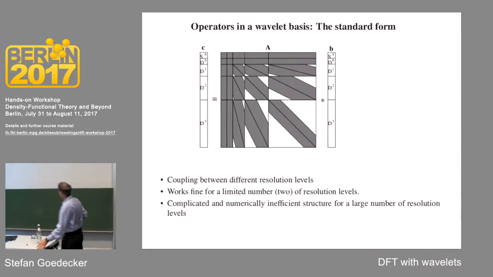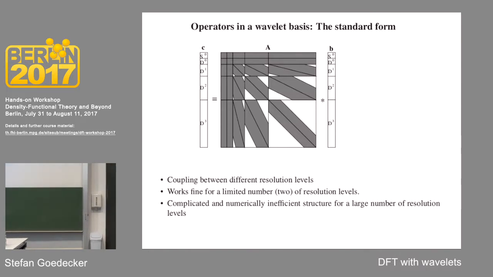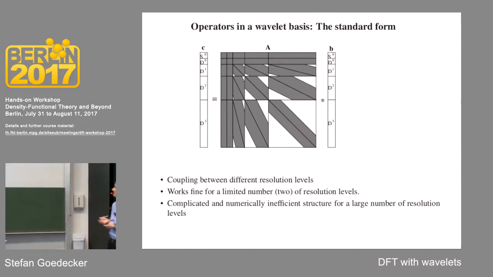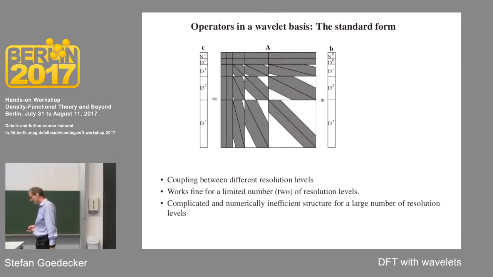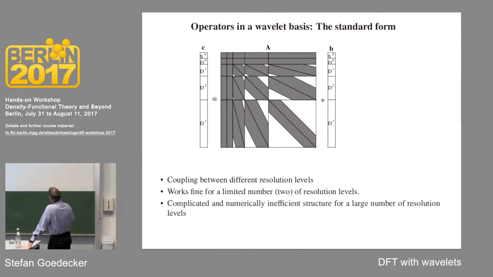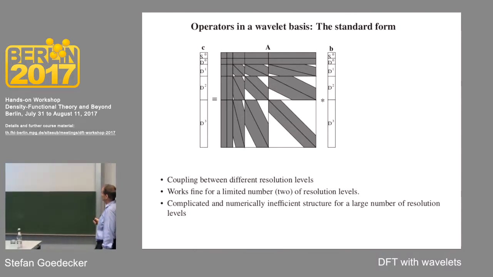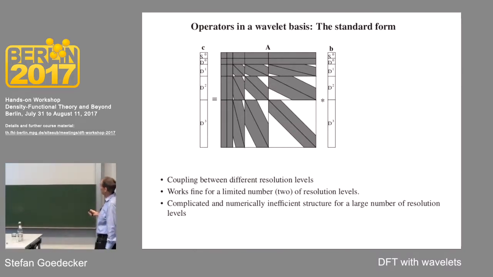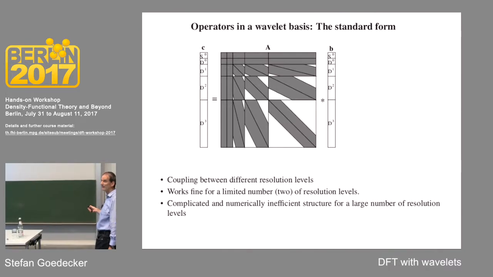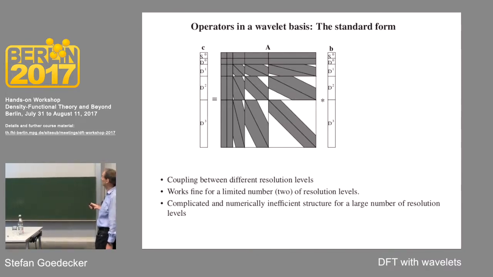Now let's come to the representation of operators. Of course, if you want to solve partial differential equations, we have to set up operators. And there are now 2 forms. The most straightforward thing is the so-called standard operator form, which is shown here. Whenever things are dark, that means you have matrix elements that are non-zero, and here you have 0 matrix elements.